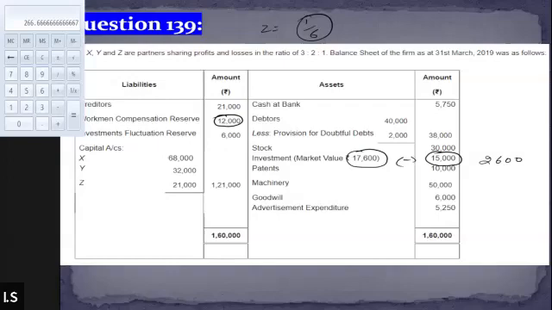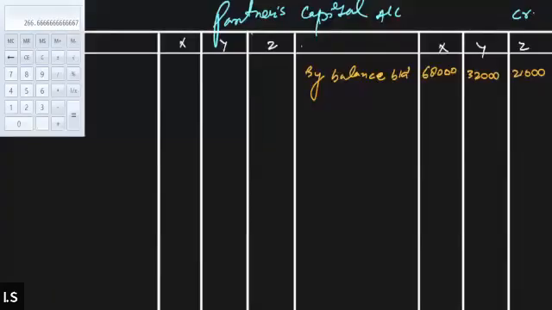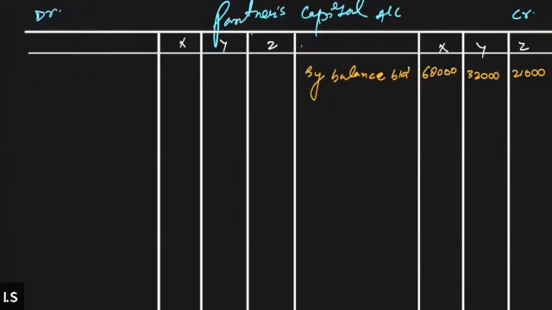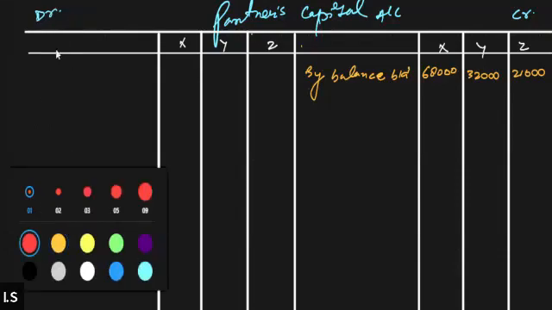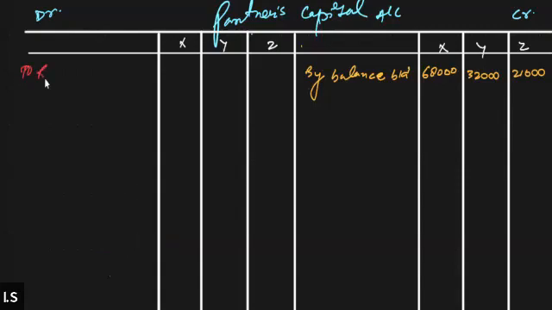So we need to record the loss suffered in the revaluation account, right? And that will be written on which side? On the debit side. So we'll write down to the revaluation account. X account will be debited by 400, 267, and 133. Tell me if it is clear or not.